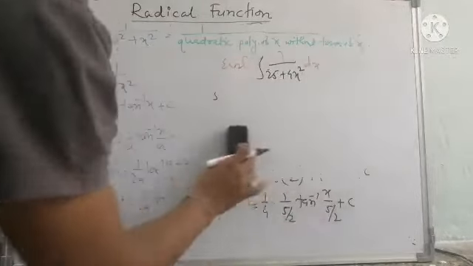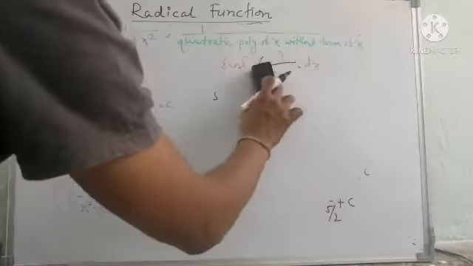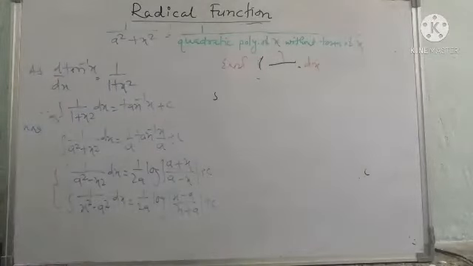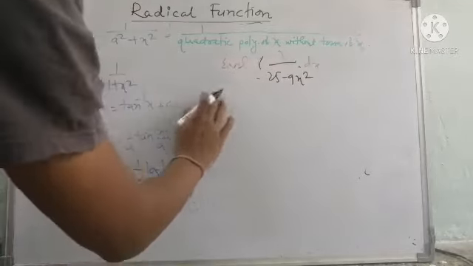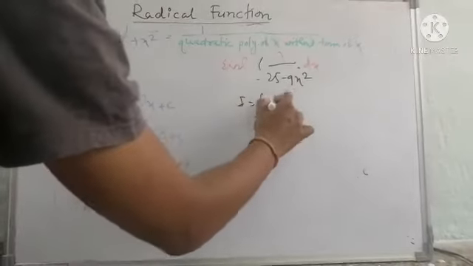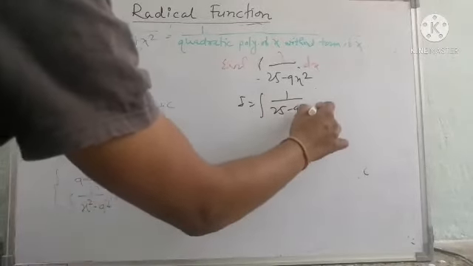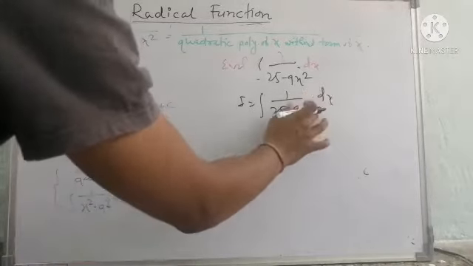Next we move to the next example. Evaluate the integration of 1 upon 25 minus 9x square. Okay, solution: I is the given integration of 1 upon 25 minus 9x square. See, 1 is there and a quadratic polynomial in the denominator. This is a radical form with the coefficient of x square not equal to 1, so we have to make it 1. But here it is given as minus 9. We can make it plus 9 or minus x square, that will be alright.